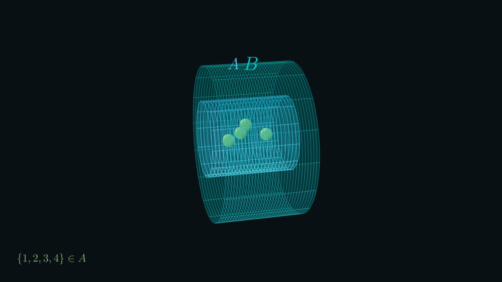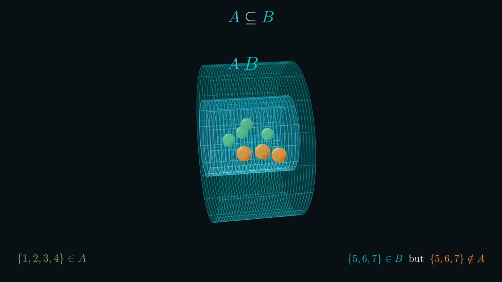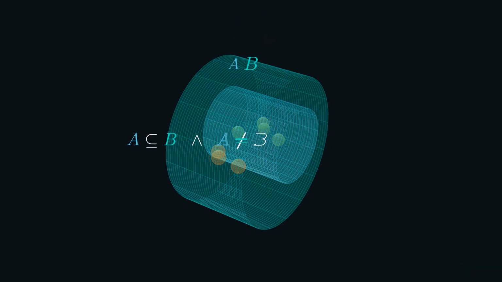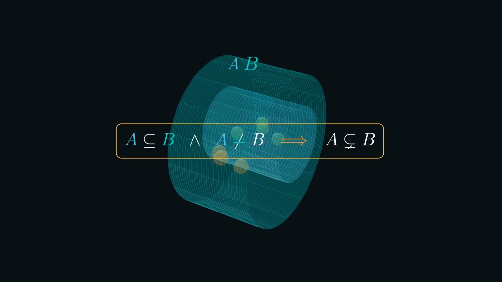The inner cylinder is the set A. It contains 4 green elements, 1, 2, 3, and 4. The outer cylinder is the set B. Everything inside A is also inside B, because A sits entirely within B. A is a proper subset of B because every element of A belongs to B, yet B has elements that A does not.